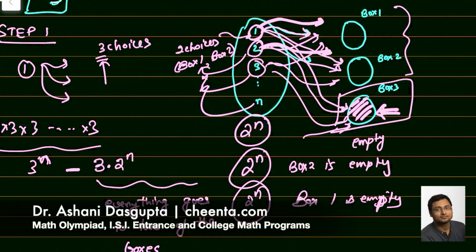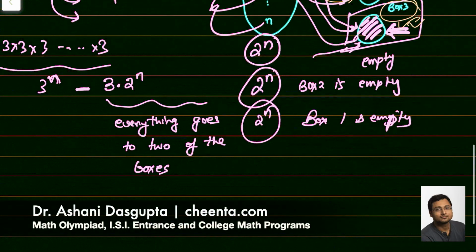Alright, great. Now it may so happen that everything goes to one of the three boxes. So maybe everything went to box 1, so box 2 and box 3 are empty. Or everything goes to box 2 where box 1 and box 3 are empty, or everything goes to box 3. We want to avoid those cases as well.